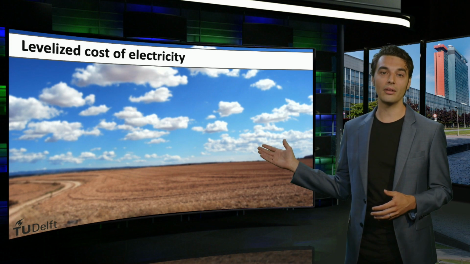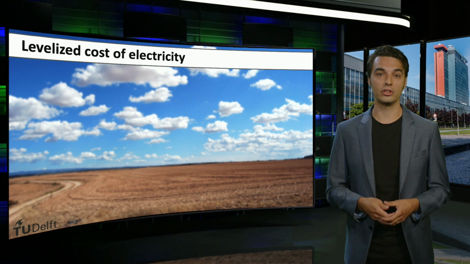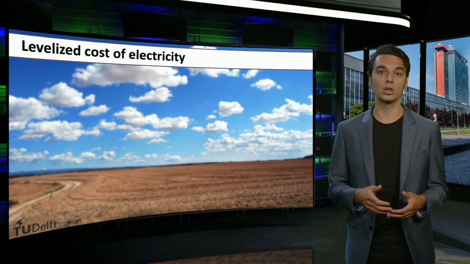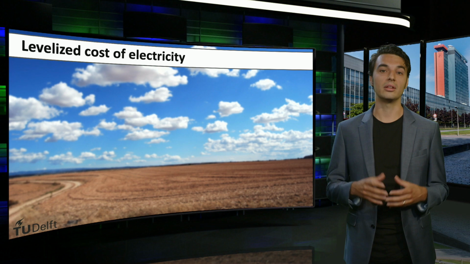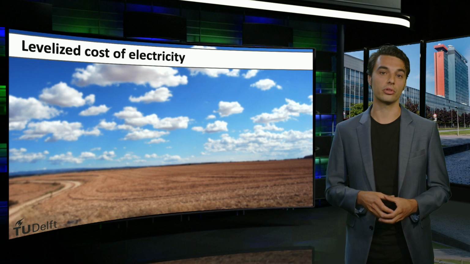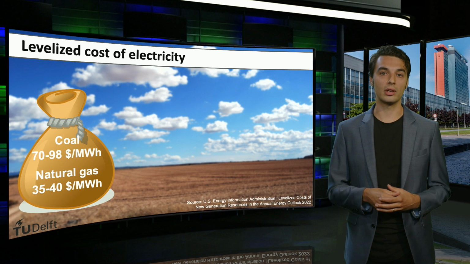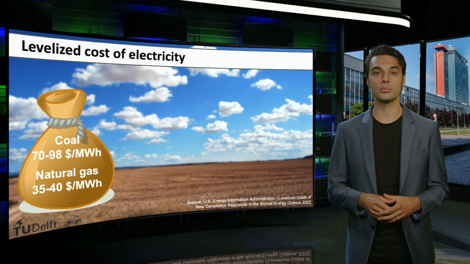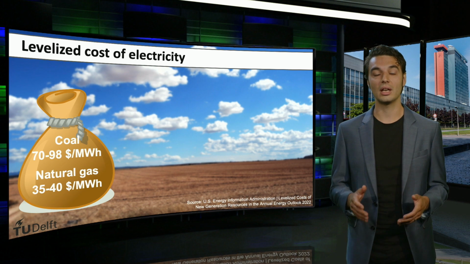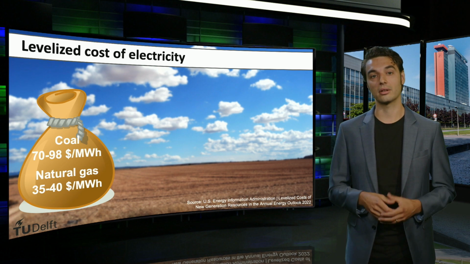Here we compare the levelized cost of electricity, or LCOE, of different renewable energy technologies. The LCOE is an economic assessment of the average total cost to build and operate a power generating system divided by the total energy output of the system over its entire lifetime. The levelized cost of electricity of a coal plant, for instance, according to the US Energy Information Administration, is between $70 and $98 per megawatt hour. The LCOE of a combined cycle natural gas plant is about half of that.